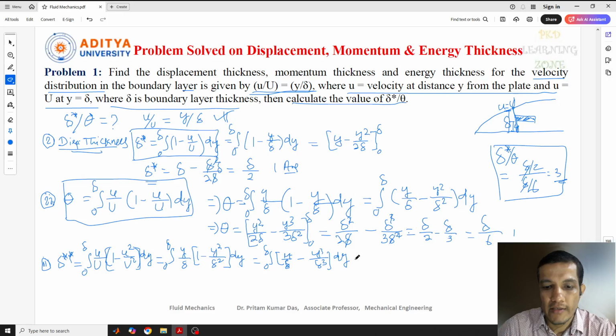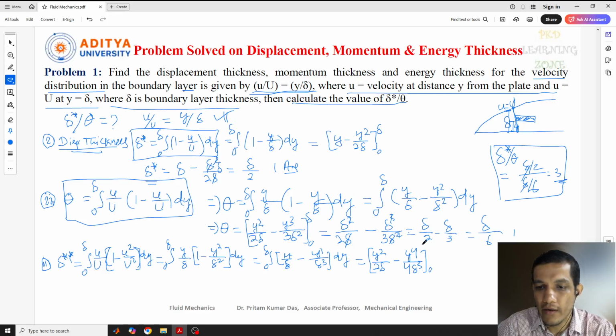So again we'll do the integration of this one term by one term. This is y by delta dy. So y square by 2, so we can write this as y square by 2 delta, bracket close. One integration completed. Next integration is the integration of y cube by delta cube dy, 0 to delta. So y cube dy integration, that is y to the power 4, so y to the power 4 divided by, obviously 4 will be there, 4 delta cube, bracket close. Here the upper limit is delta and lower limit is 0.